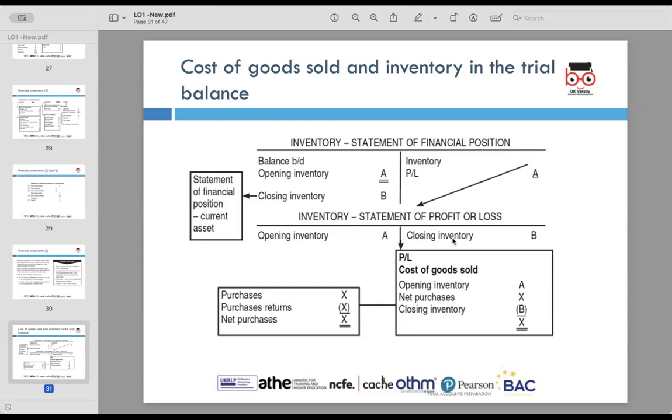Proper management of inventory and accurate calculation of cost of goods sold directly impact the profitability and financial health of the business. Errors in inventory valuation can lead to misstatements in financial statements, affecting decision making and financial analysis. So understanding the intricacies of inventory management and cost of goods sold calculation ensures businesses can report their financial performance accurately and meet regulatory requirements.